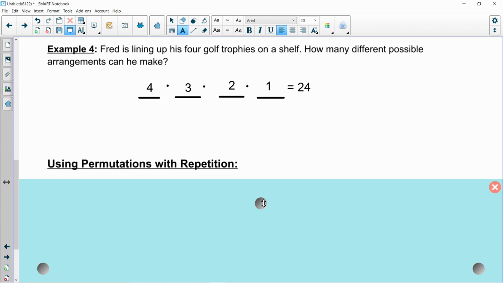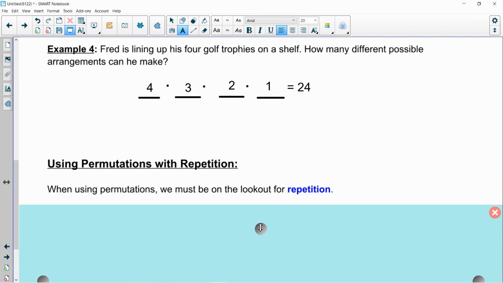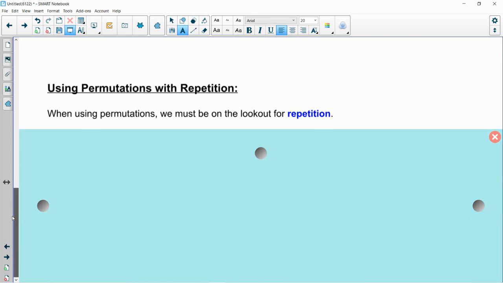Okay, so what's the deal with repetition? So even though I said earlier we're going to do that tomorrow, I forgot I had added this in at the back end of the lesson. Now, we always want to be on the lookout for repetition. What do I mean by that? Well, sometimes right in the question itself.